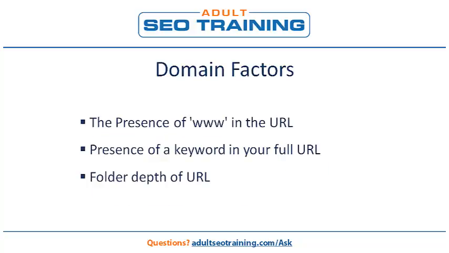Okay, the next factor we're going to talk about is the presence of www in the URL. The reason this is important is because Google and all other search engines consider www to be its own domain. They essentially consider it a subdomain. And this is important because if you actively build links both to your www.domain and just your root domain, then you're essentially cutting all of your link building efforts in half, because Google will be looking at your domain and your www subdomain as separate.